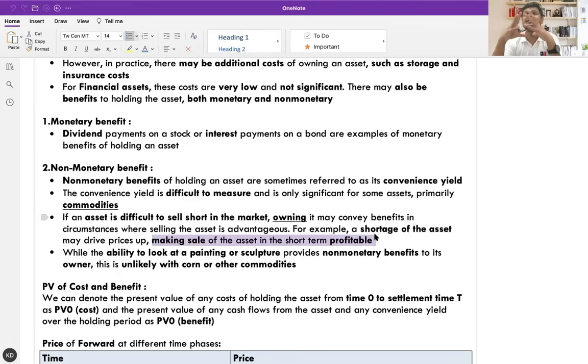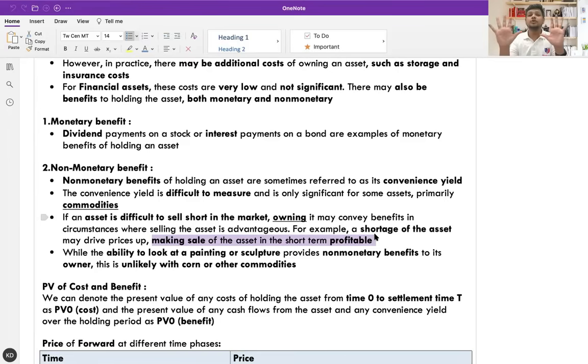So in such a case, if you physically have that asset, you have more potential of profit, isn't it? Now, how much is that profit? How much can you derive? We can't calculate it. But there is some benefit of having a physical asset rather than having a derivative contract in some cases. Clear? This is called the non-monetary benefit or convenience yield.